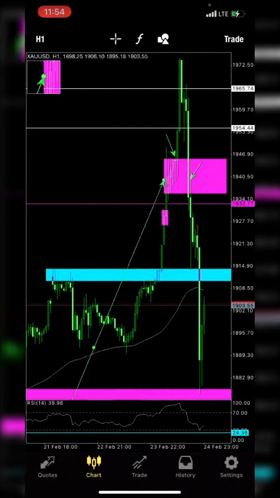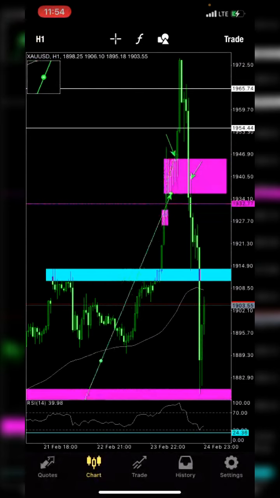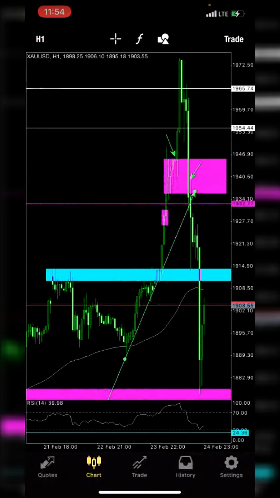Whenever price is consolidating here on a lower time frame, you can just hit a pending order, whatever direction. If it goes, cool. If it goes this way, cool. So keep that in mind.